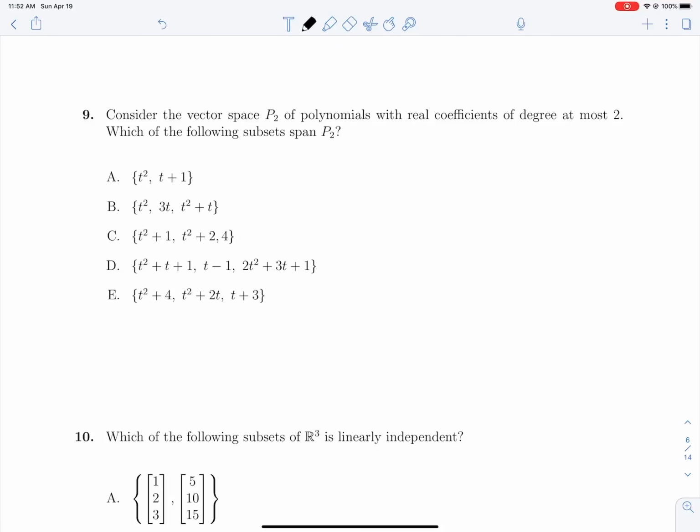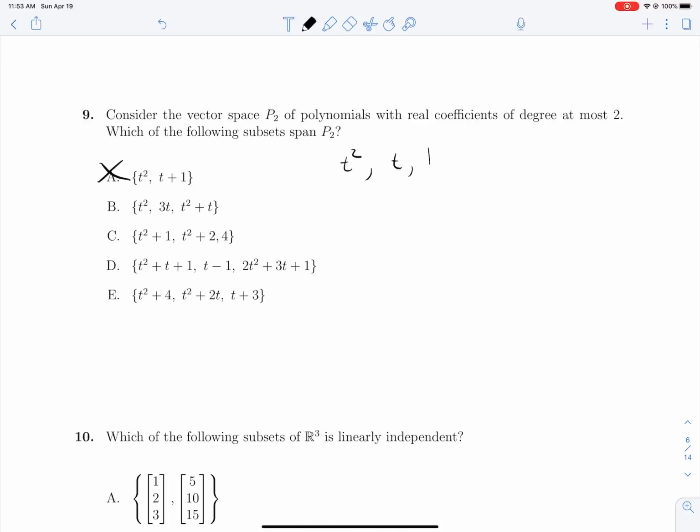9. Consider the vector space P2 of all polynomials with coefficients of degree at most 2. Which of the following subsets spans P2? Well, in order to span P2, we need to have a leading coefficient for t squared, one for t, and one for the constants. And since we know that the minimum size of a set that we need to span 3 degrees of freedom here is that same number, that's 3, we know that any of these sets down here that only have 2 entries are no good, so that gets rid of A.